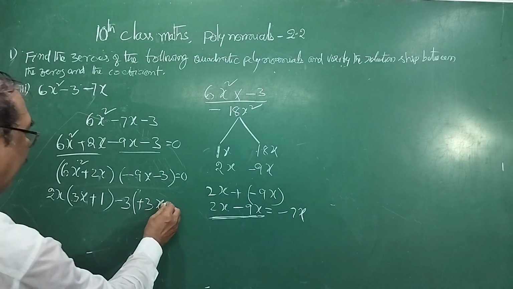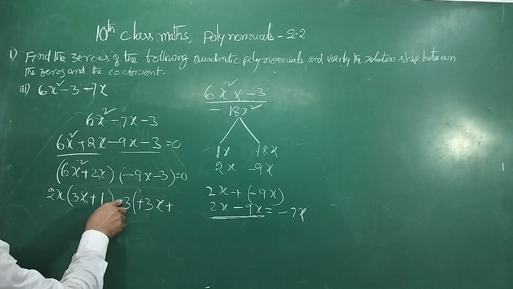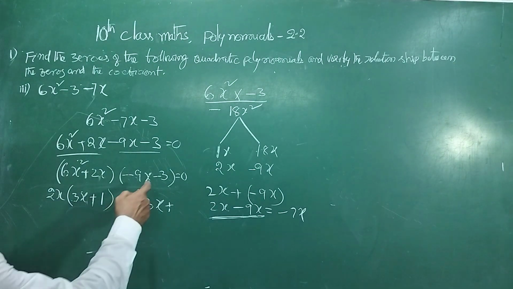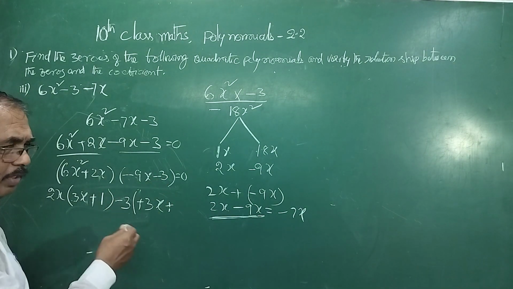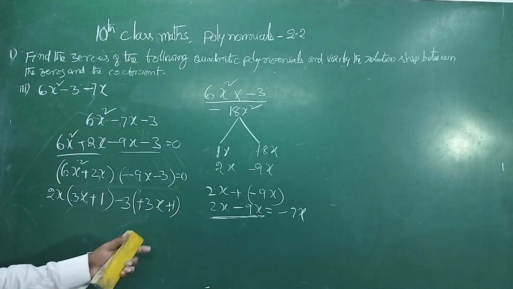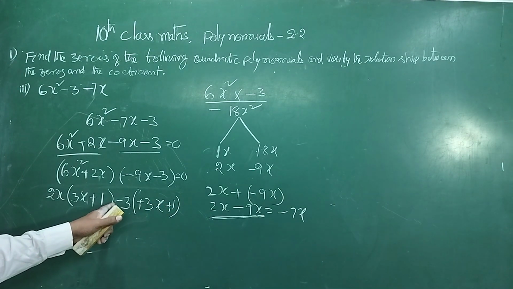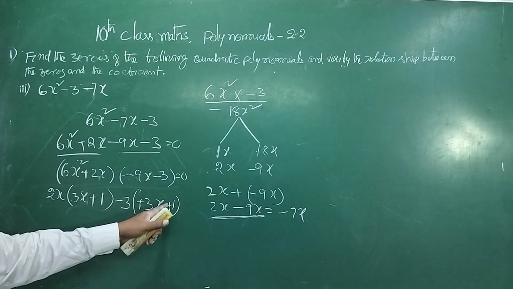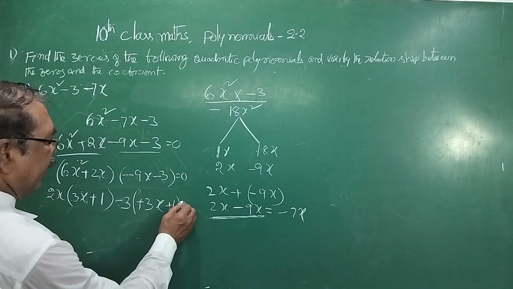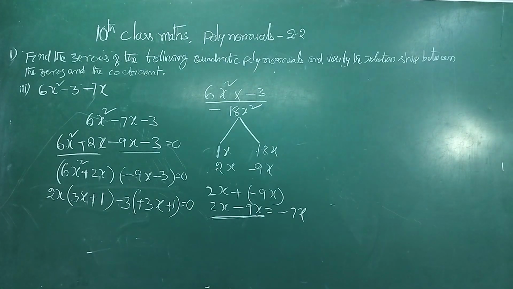Minus into plus, minus. Here what is there? 3 is already brought out, only 1 will be here. That means 1 minus 3, 1 minus 1, 3 plus into minus. Correctly we brought out? Yes. Is equal to 0. Next, what do we have to do?